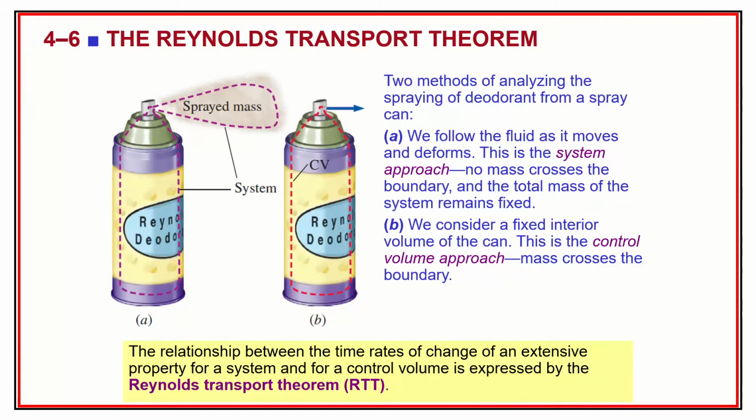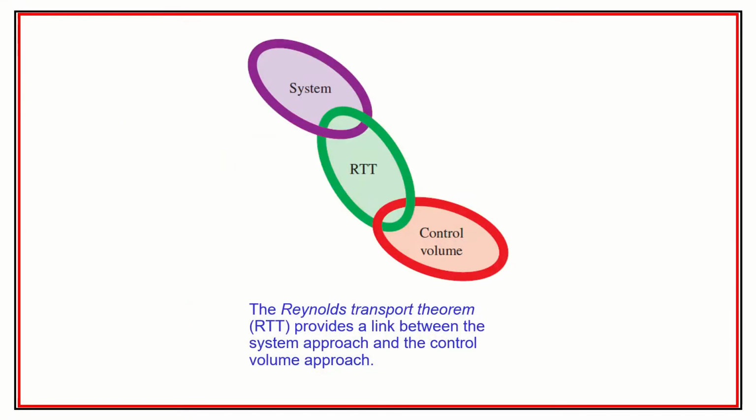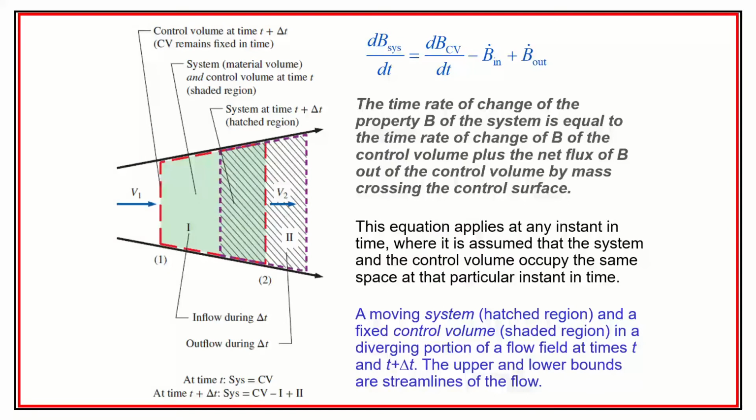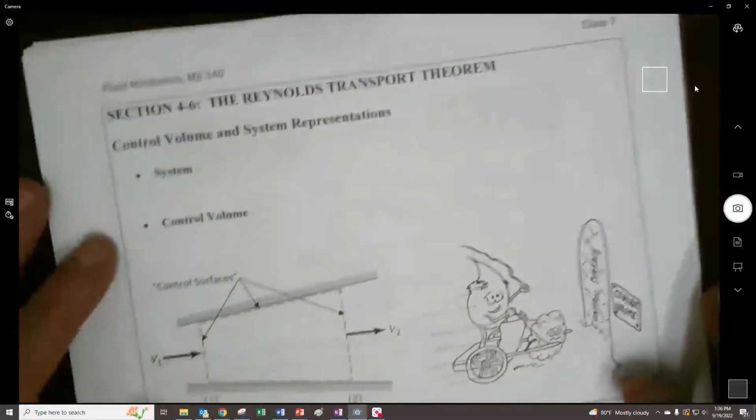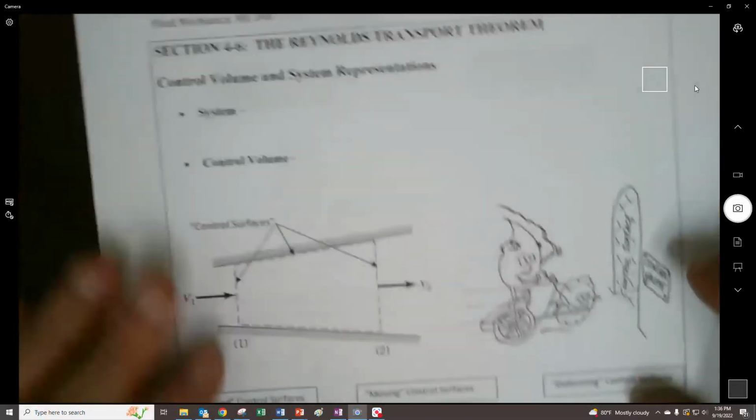So the big idea is there are different approaches, the system approach and the control volume approach, and we want to try to link those things together. It's Reynolds transport theorem that really does that linking for us. So here is Reynolds transport theorem written at the top. I think I'm going to do that later in my notes. So let's take a look at my notes here. I wrote them, so we might as well use them.